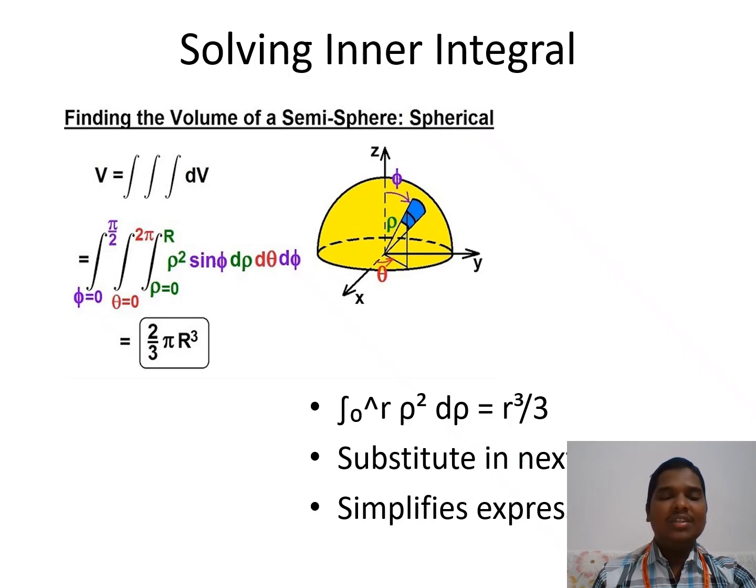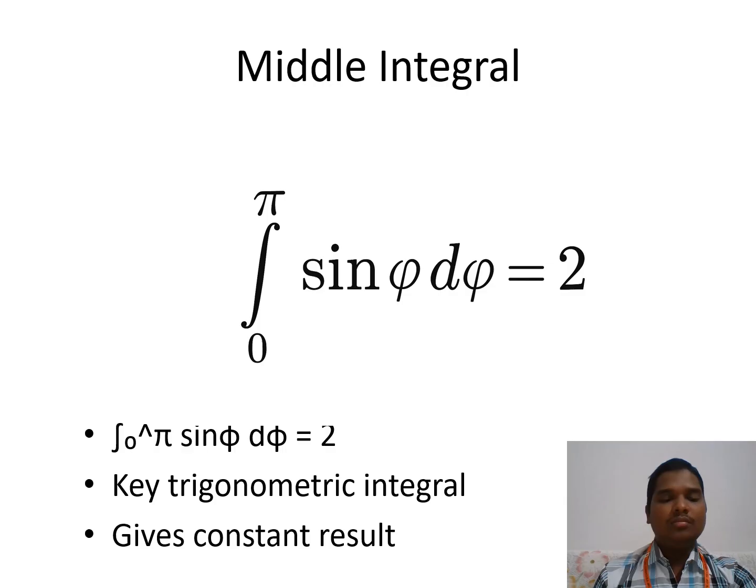Now, let us solve the middle integral. We integrate with respect to phi. This is a key trigonometric integral. It gives a constant result, making calculations easier.